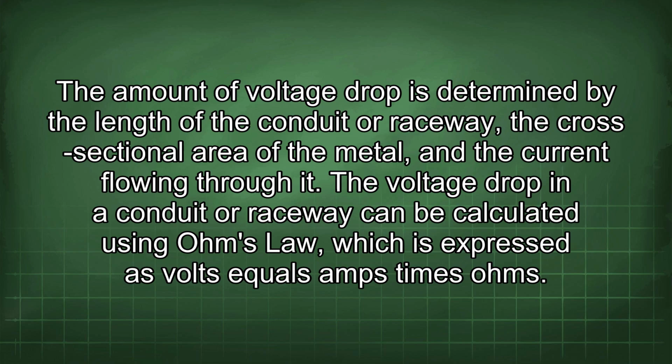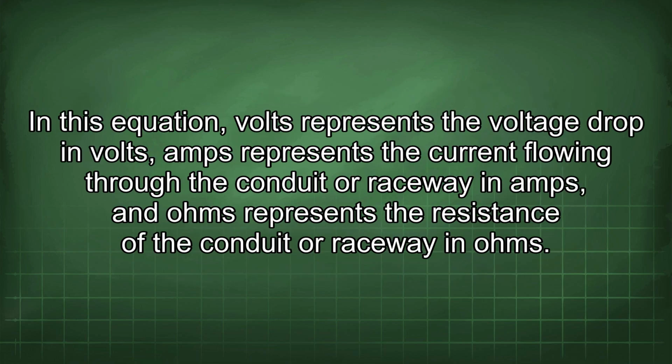The voltage drop in a conduit or raceway can be calculated using Ohm's law, which is expressed as volts equals amps times ohms. In this equation, volts represents the voltage drop in volts, amps represents the current flowing through the conduit or raceway in amps, and ohms represents the resistance of the conduit or raceway in ohms.